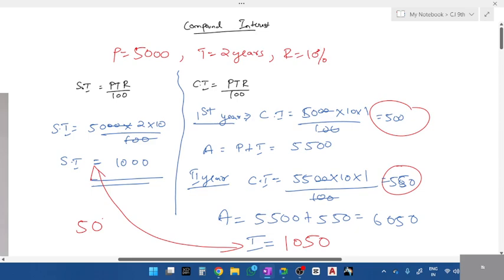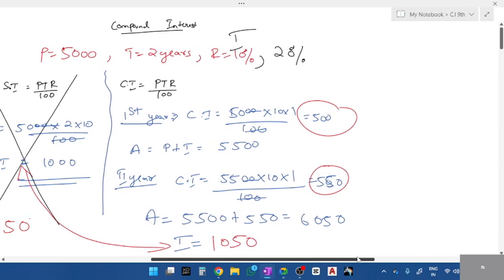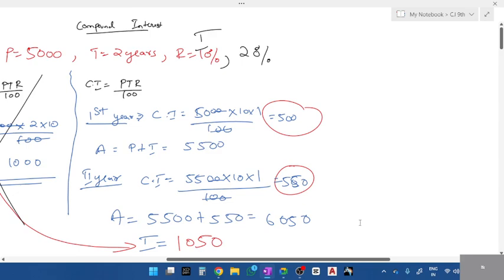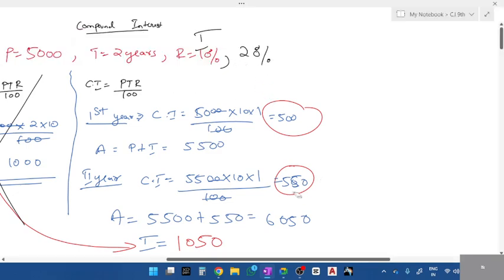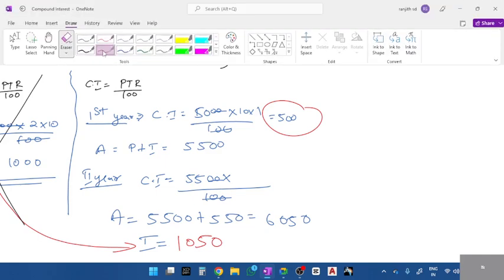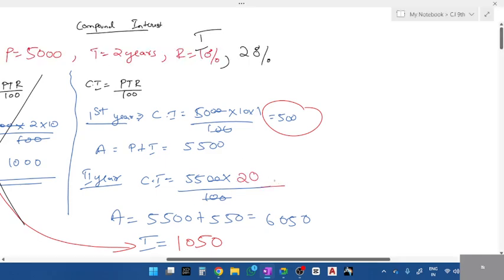Next, same question. What if they give two rates? First year 10%, second year 20%. In simple interest, they won't give such a question. You can't calculate. They won't give different rates. We'll try the same for compound interest. Yes, tell me for compound interest. For the first year, you'll take 10. For the second year, what rate will you have to take? 20%. Calculate. Look, everything will be the same except the rate. The rate would change.